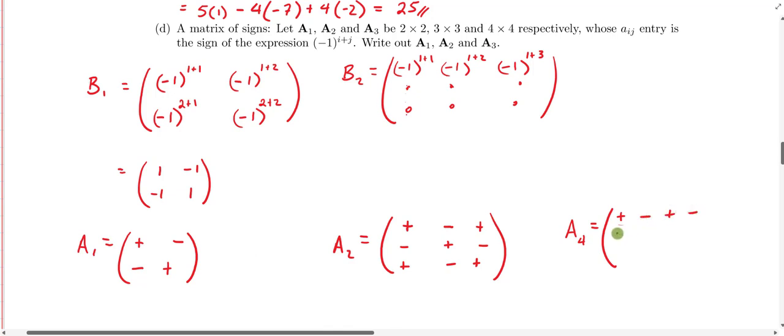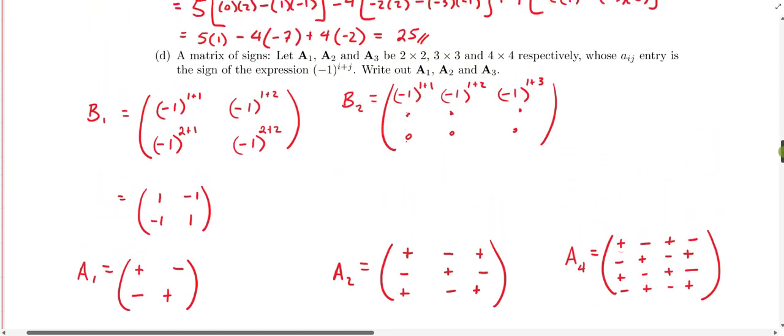So a consequence of this is that the signs just alternate, and notice that next to any positive sign, the 4 entries nearest it, above, below, left, and right, all have opposite signs. And so that makes it very easy to give these sign matrices. Why did we need this information?